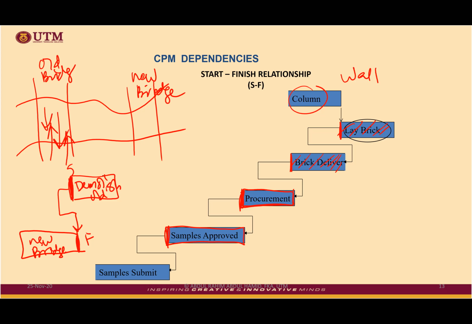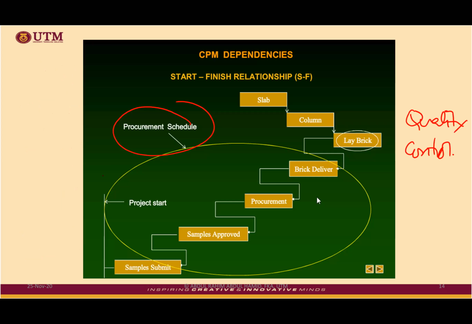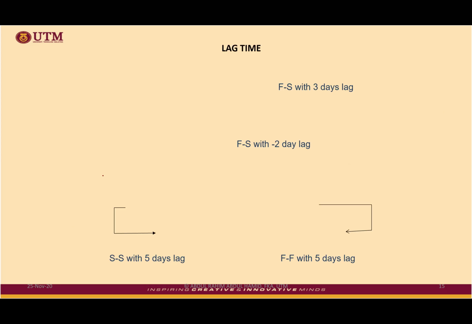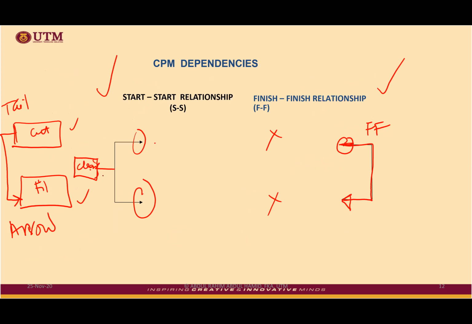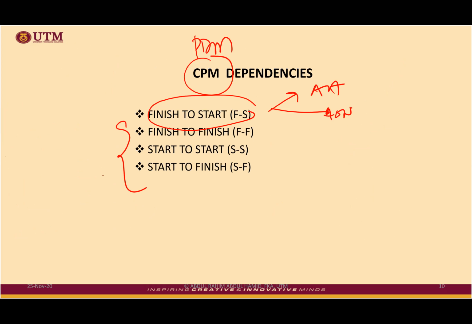Normally, it indicates a very strong relationship where you just simply cannot start without having those things completed yet. Okay. All right. Now we already introduced 4 types of relationship. Okay. These 4 types. All right.